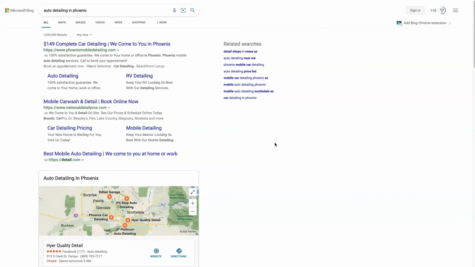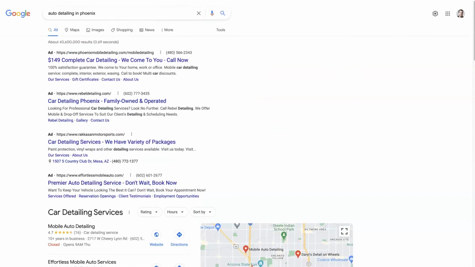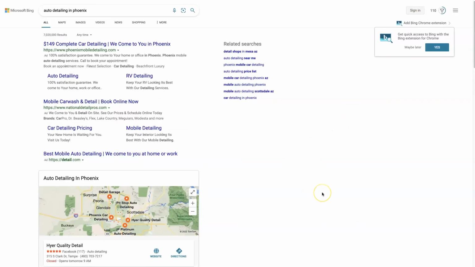Ultimately, I always tell people to just try both of them. Set some ads up on Microsoft Bing, set some up on Google, see which ones work best, and you might find that you get good results from both. I've had campaigns that work just as well on Google as they do on Bing, and the results are really similar.